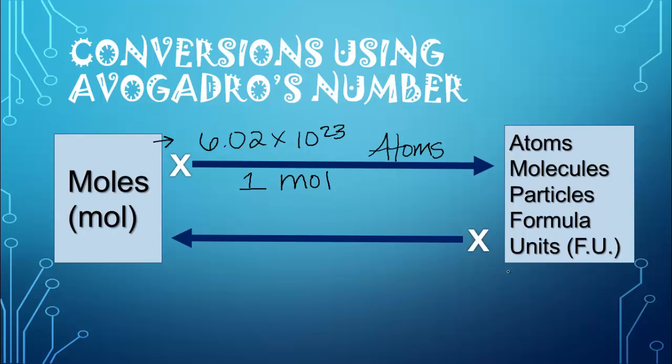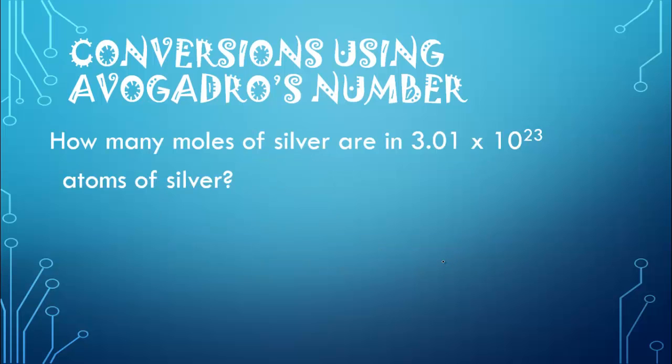So if we're going the other way, we just flip over our equation. So 1 mole on top, 6.02 times 10 to the 23rd atoms on bottom. So let's do some equations. First one, how many moles of silver are in 3.01 times 10 to the 23rd atoms of silver?